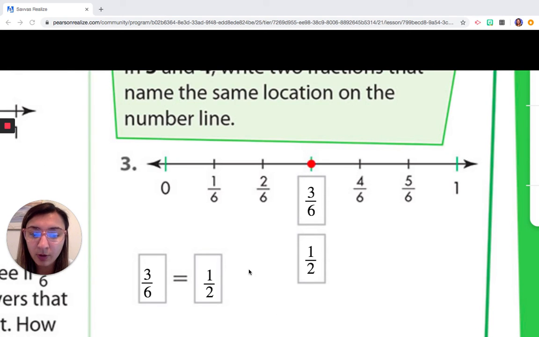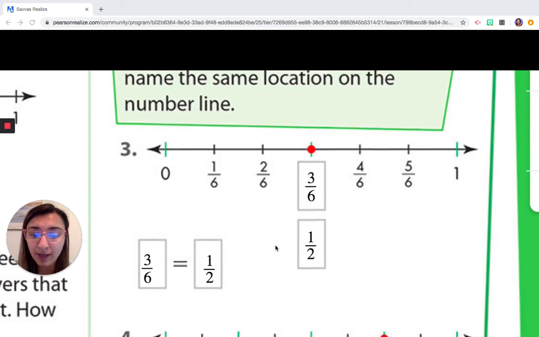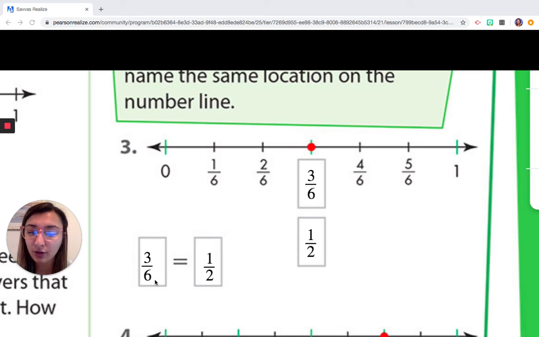So there you go, and you see that you now have a fraction that has the same location on the number line, or an equivalent fraction. 3/6 is also equal to 1/2. If I was to do it the multiplication way, if I did 3 times 2, that would have been 6, and then 6 times 2 is 12, so I would have had 6/12, which is also an equivalent fraction to 3/6.